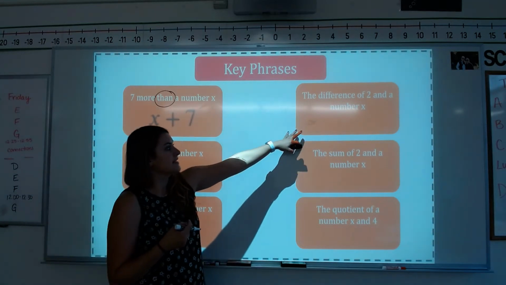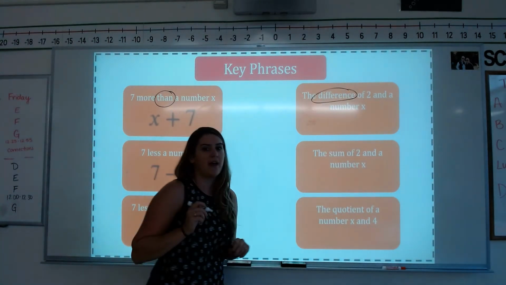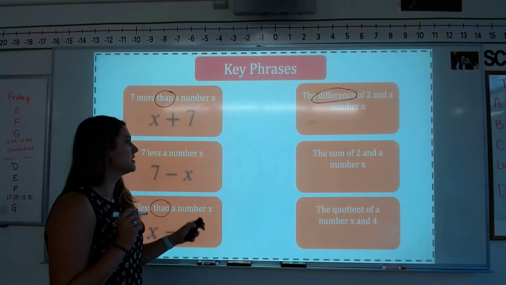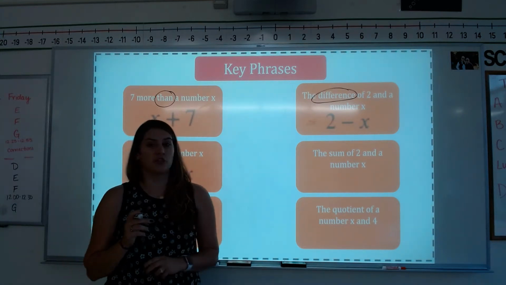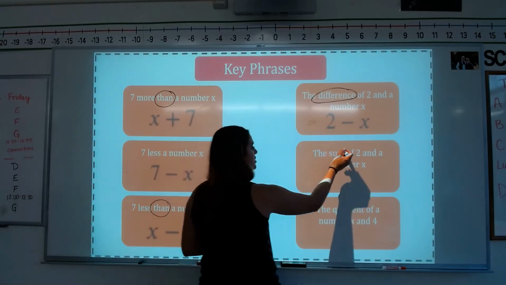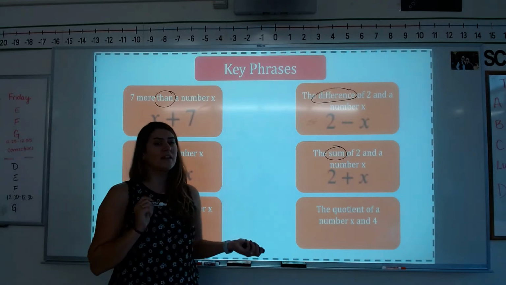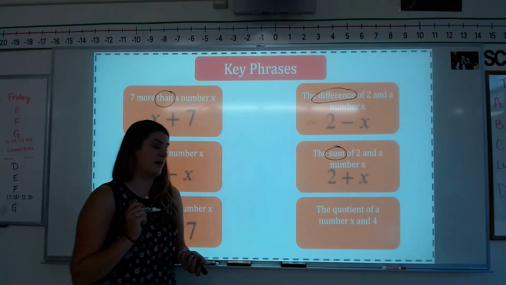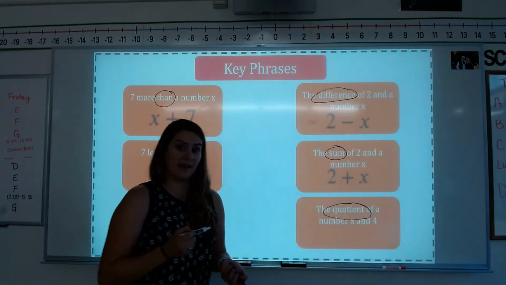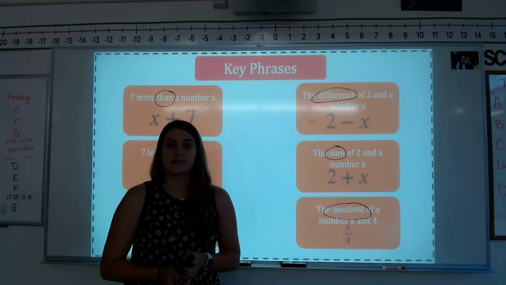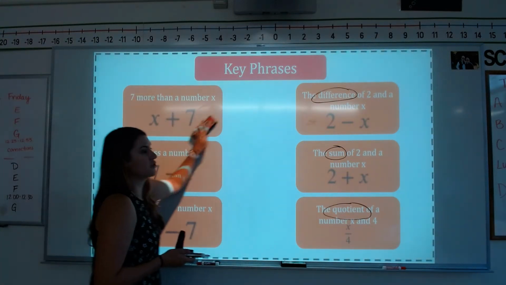The fourth one says the difference of 2 and the number x. The difference is the answer you get when you complete subtraction. So this means to subtract 2 and x from each other. The sum of 2 and a number x, sum means addition. So that means you want to add the two numbers together. And then the last one I included says the quotient of the number x and 4. The quotient means the answer you get when you divide. So that would look like a fraction, x divided by 4. So we're going to be using some of these key phrases, so we want to make sure that we know what they mean.